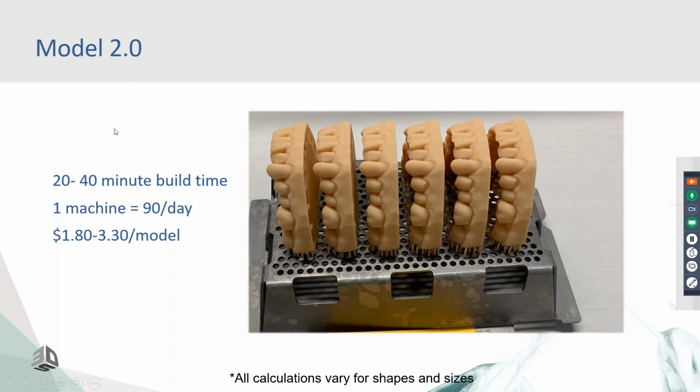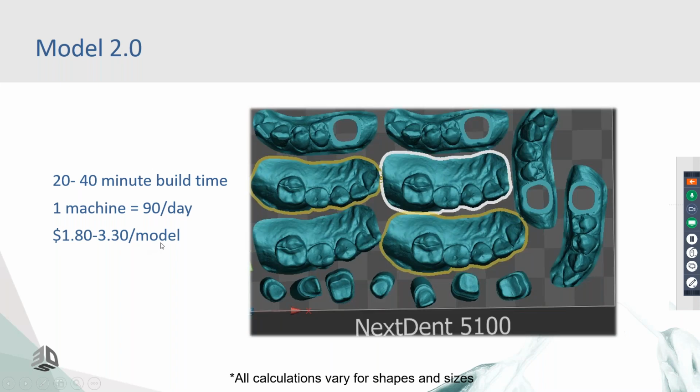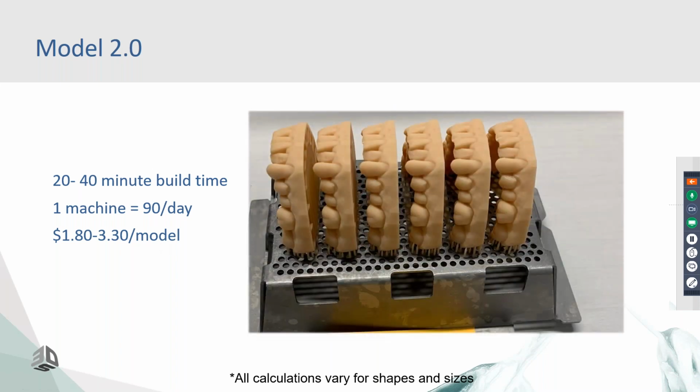Okay, so we're almost wrapped up here, but I wanted to go through the price per model. So you can do about 90 models a day with prosthodontic or orthodontic build style, and it still takes about the same amount of time, and it's about $1.80 to $3.30. And I want to be respectful of your time. If you have to go, I'm happy to send you this PDF, or Holly will, so please don't feel like you'll miss it.